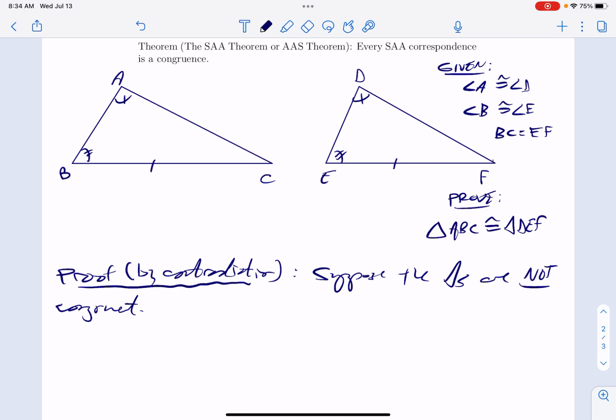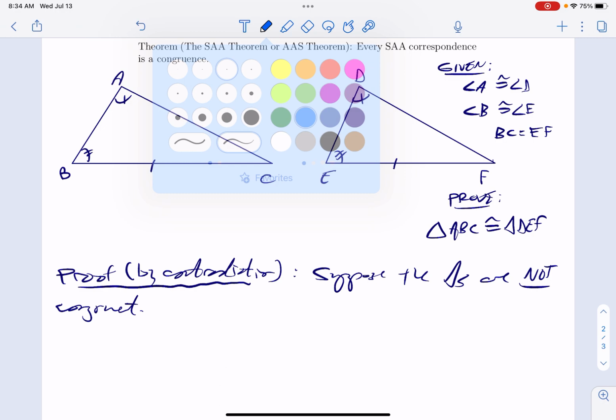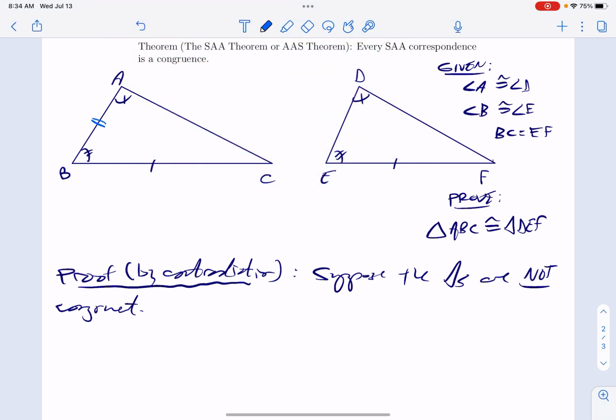So if these triangles are not congruent, something about them would have to be different. And let's just notice, I'm going to do something temporarily here. If segment AB were congruent to segment DE, we'd have angle side angle, which means the triangles would be congruent. So this couldn't happen if the triangles aren't congruent. So we're assuming the triangles aren't congruent, which means AB and DE are not the same length.